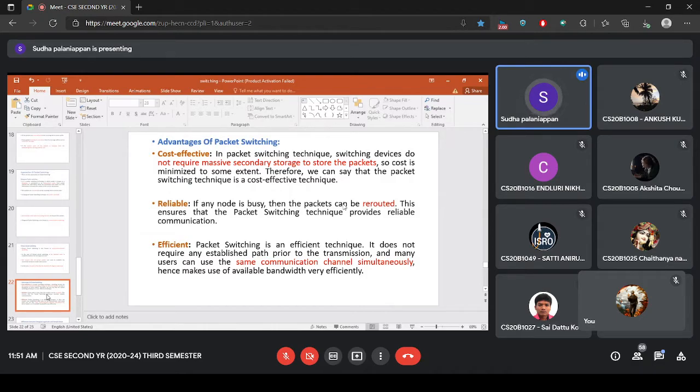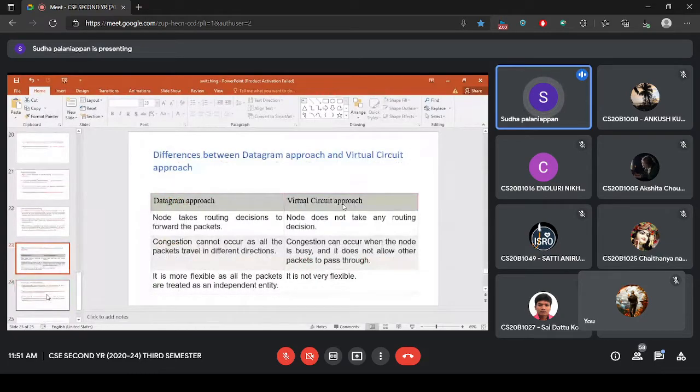Packet switching is an efficient technique. It does not require any established path prior to the transmission, so many users can use the same communication channel simultaneously, which makes it efficient. And these are some of the differences given for the datagram approach and the virtual circuit approach.